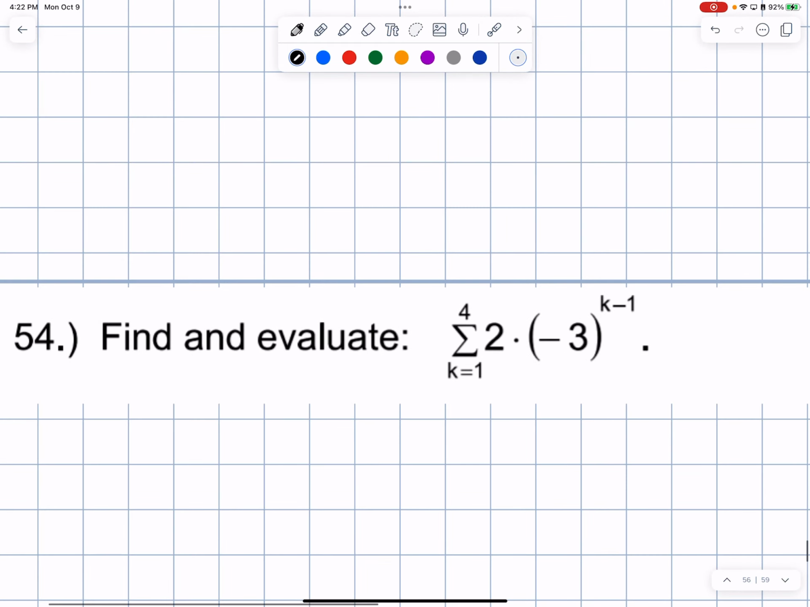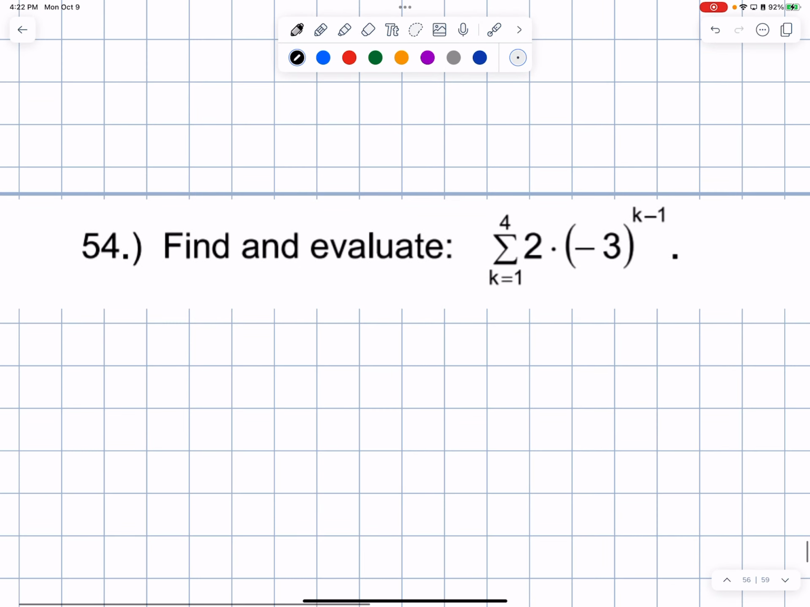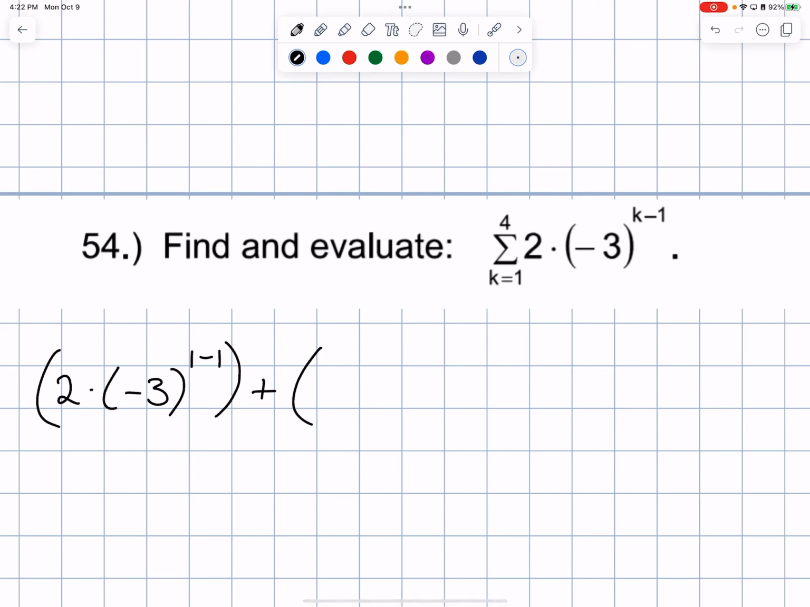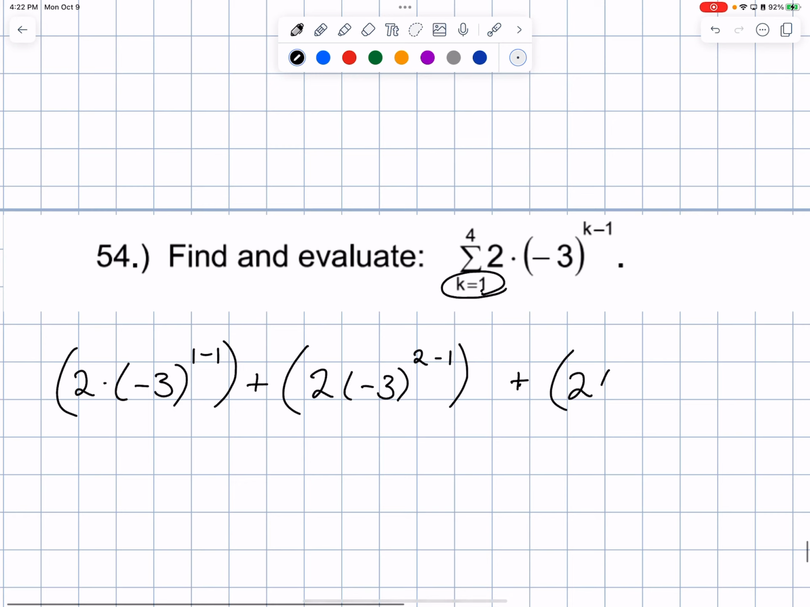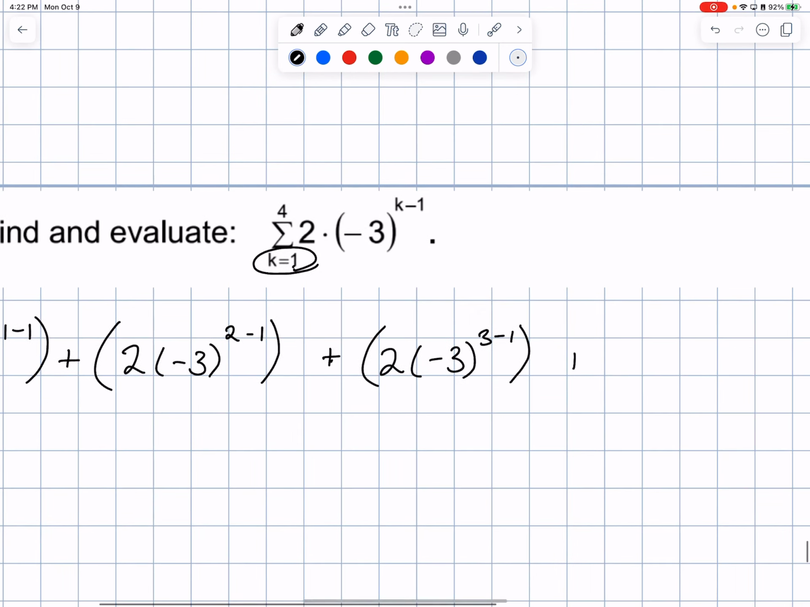This is the same. I'll do it anyway. It'll be quick. So we do 2 times negative 3 to the, and then we plug in 1. And then we say plus. Here, I like to put parentheses around each one. Doesn't really hurt either way. In this case, it doesn't. Then I plug in 2. And then I do this. Oh, I made a mistake. No, I didn't. I start at 1. It says start at 1. That's good. Then I plug in 3. And then I plug in 4.